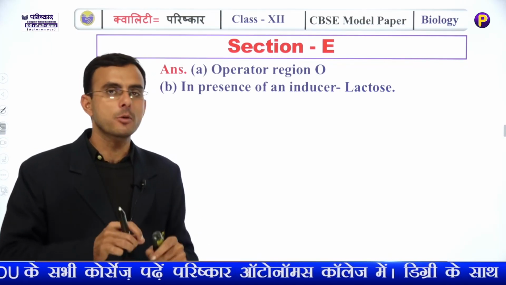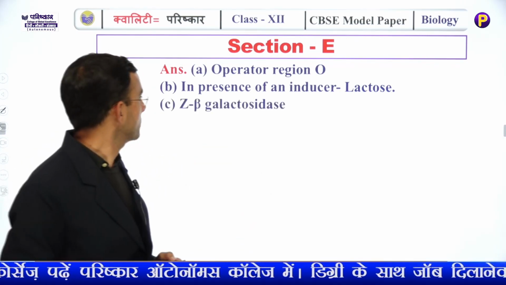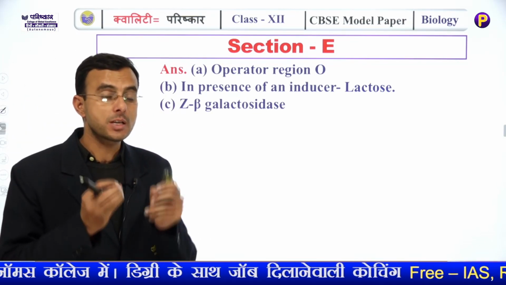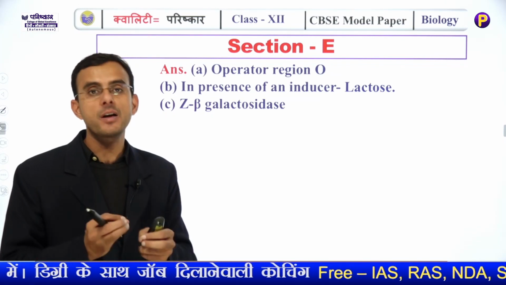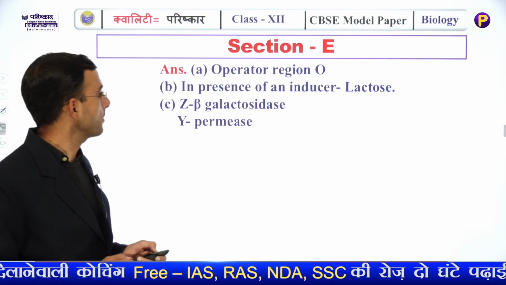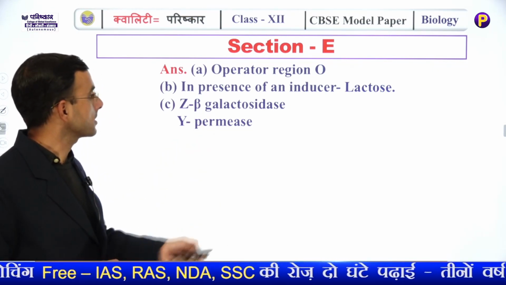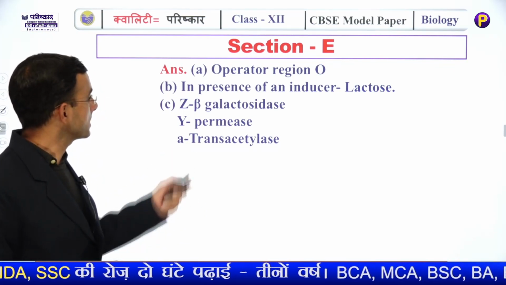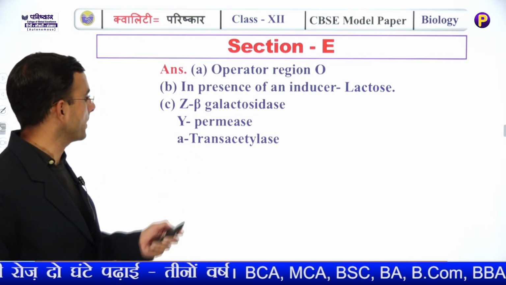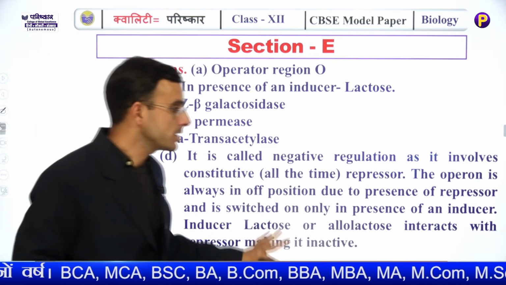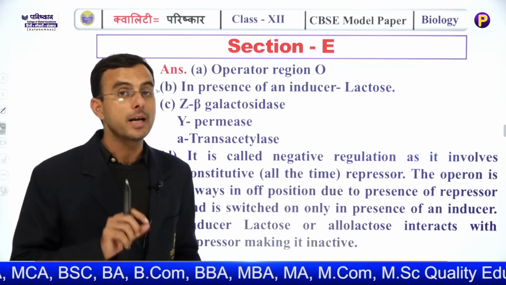If lactose is not present, then how are they expressed? That is the answer. The structural genes synthesize three different enzymes: the Z gene gives beta-galactosidase, the Y gene gives permease, and the A gene gives transacetylase. That is why it is called a negative regulation.